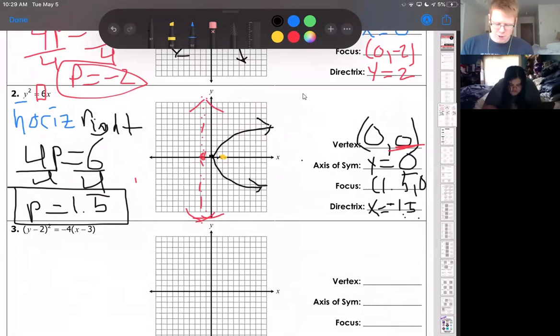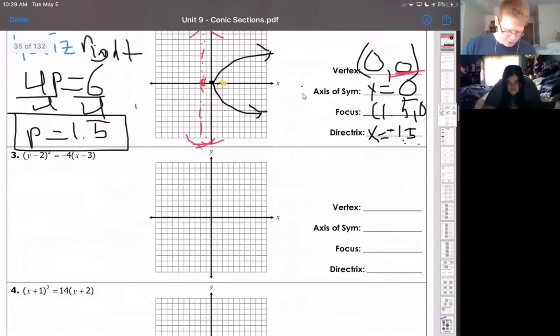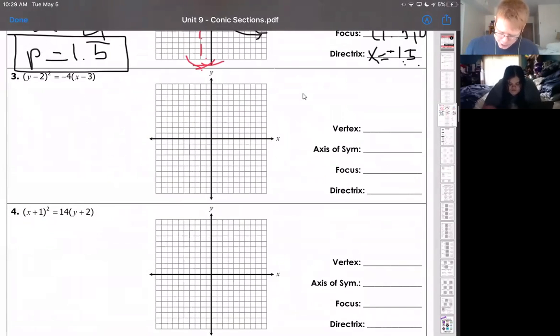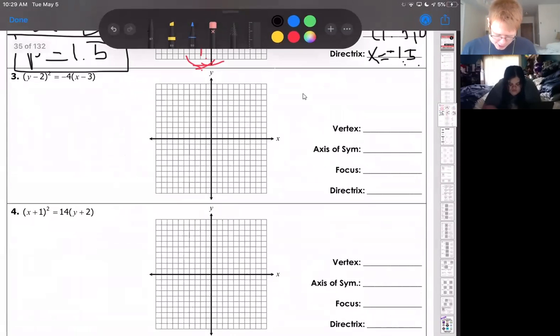All right, let's look at some where our vertex isn't 0, 0. So looking at number 3, the first thing, like I said, I would think about is do you have a vertical or horizontal? Well, since the y part is up to the second power and the x part's not, that's going to be horizontal like the last problem we just did.